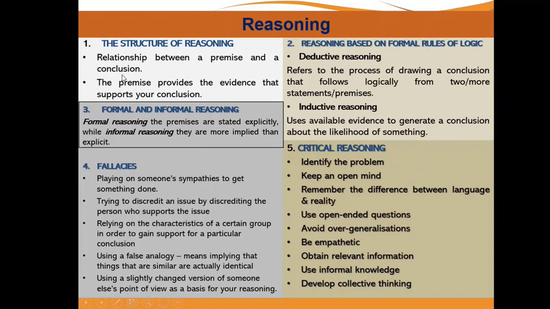When you say it will rain tonight, that is a premise, a statement. Then automatically it rains. They say that's a relationship, that's the structure of reasoning. There should be a statement and evidence. The premise provides the evidence that supports the conclusion.